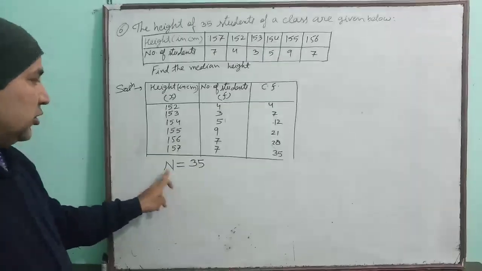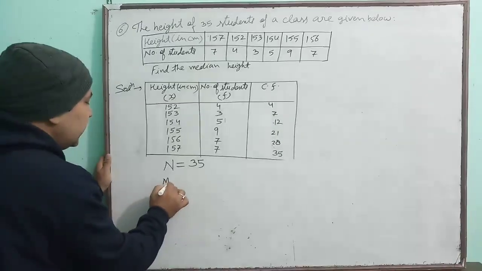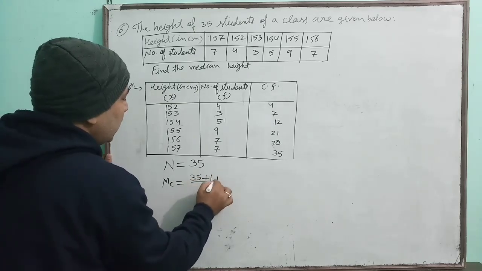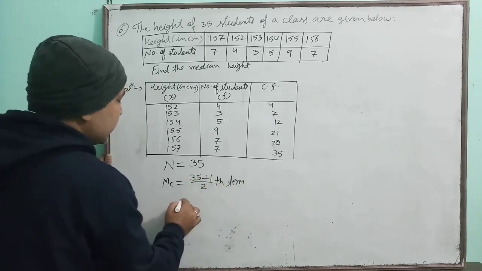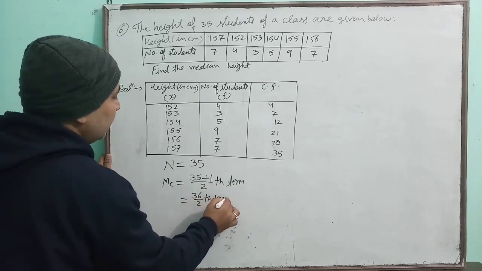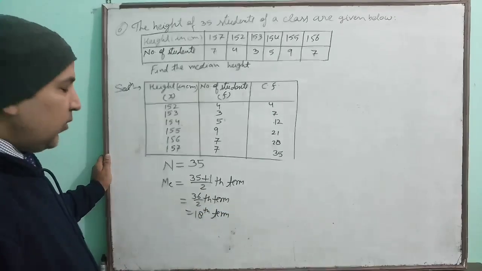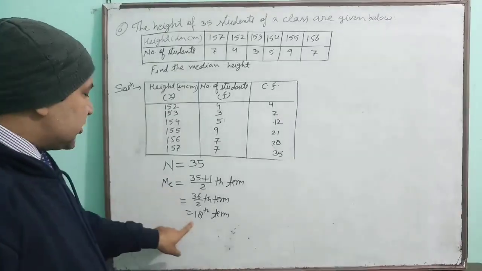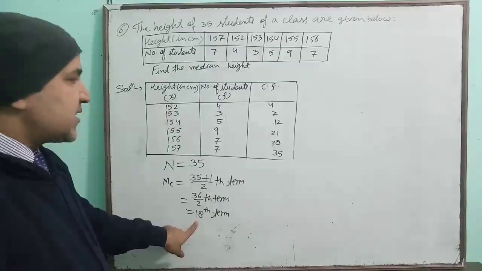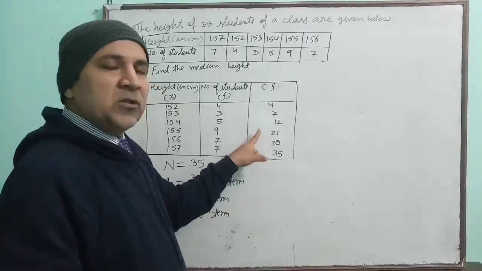So this is n. Now you are watching that 35 is an odd number, then what will be the formula for median? N plus 1 upon 2. This term, 35 plus 1, 36 by 2 term, means 18th term. Now what will be the 18th term? To see the 18th term, you will check your cumulative frequency and you will see where 18 is coming. That you will find from your cumulative frequency.